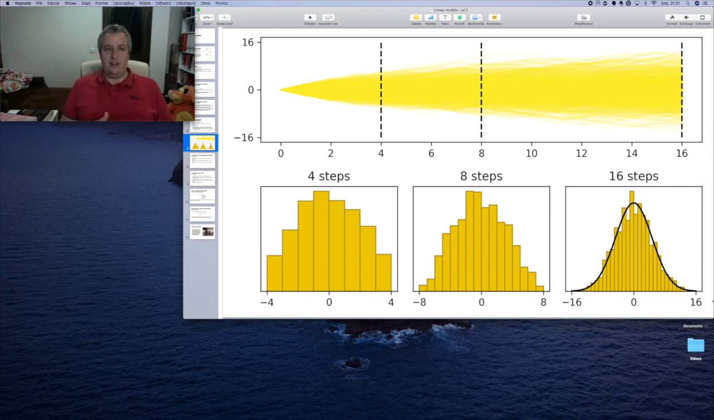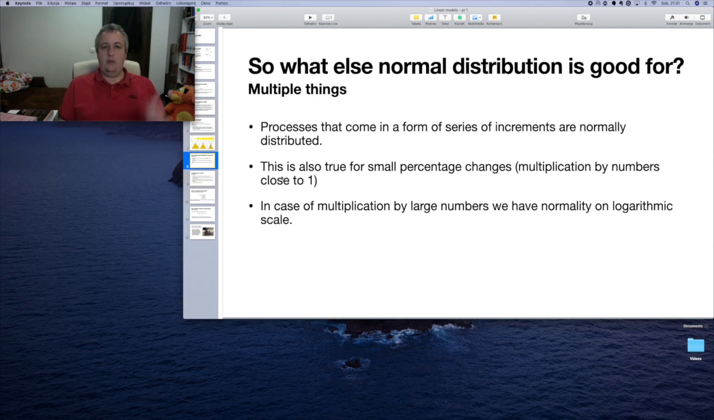So really, the normal distribution is very natural in such cases, and in any case where you see that the data naturally came from some kind of addition or subtraction, but generally a summing operation, then the normal distribution is natural. But of course, there are also other situations. Processes coming from increments are normally distributed.